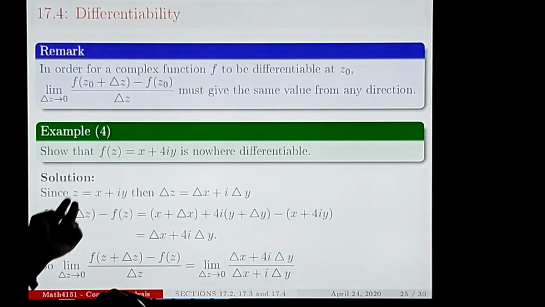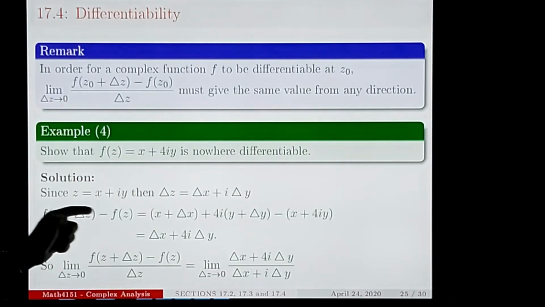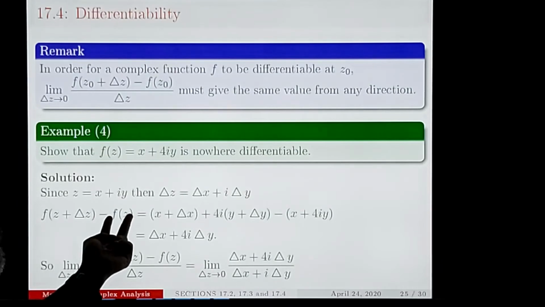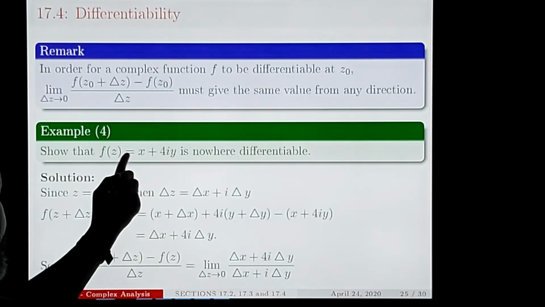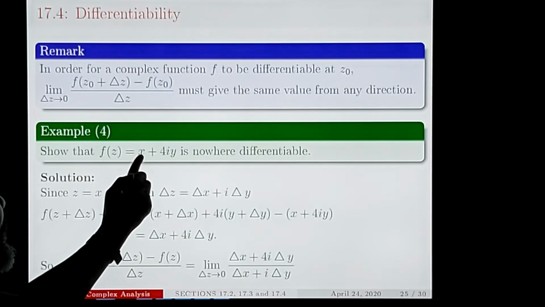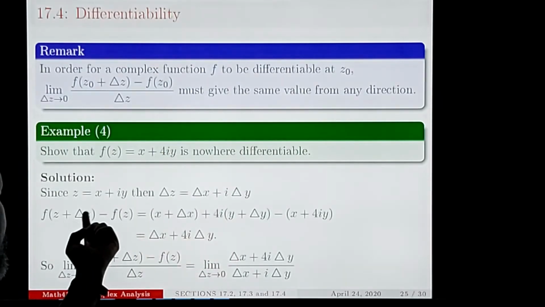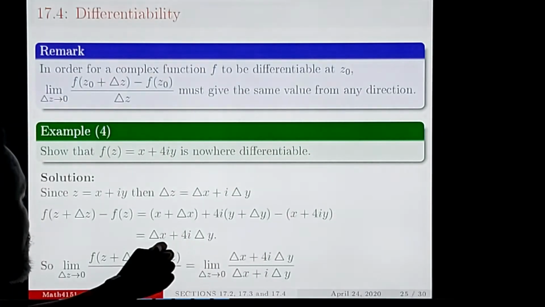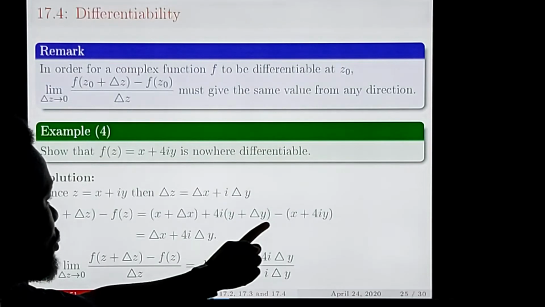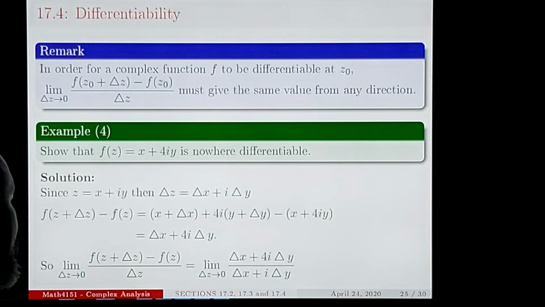Now we need f of z plus del z minus f of z, as del z approaches 0, divided by del z. So f of z plus del z, what is it? f of z we were given. So f of z plus del z is x plus del x, plus 4i times y plus del y, minus x plus 4iy. When you take the difference, the x goes with the x, the 4iy goes with 4iy. So what remains is del x plus 4i del y. Then now you take the limit.